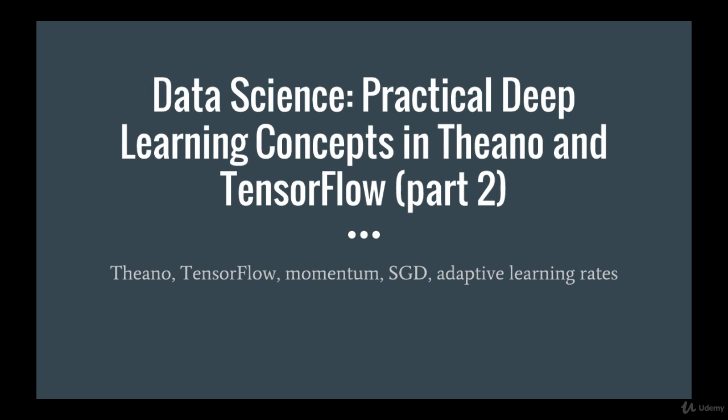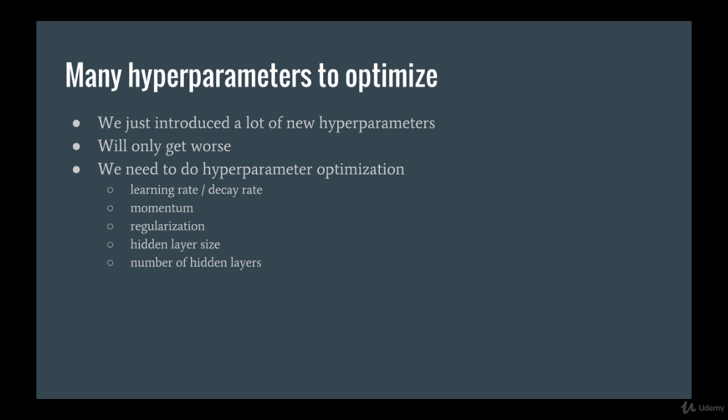At this point, we have a lot of hyperparameters to optimize. And this is only going to get worse as our neural networks get more and more complex. This is a topic called hyperparameter optimization, and I'm going to tell you all about it in this lecture. So let's take a look at all the hyperparameters we've learned about so far. There's learning rate, or if it's adaptive, the initial learning rate and the decay rate. We have momentum, we have regularization weight, we have the hidden layer size, and we have number of hidden layers.